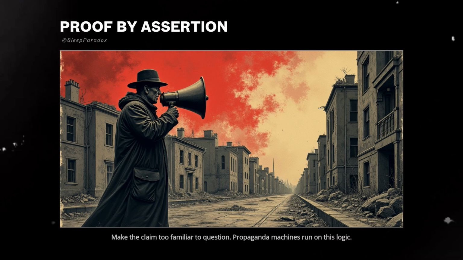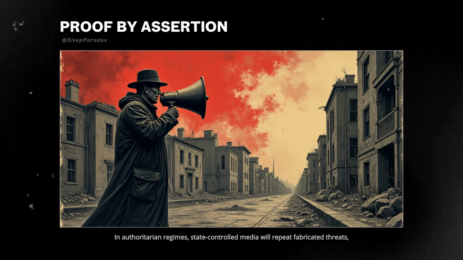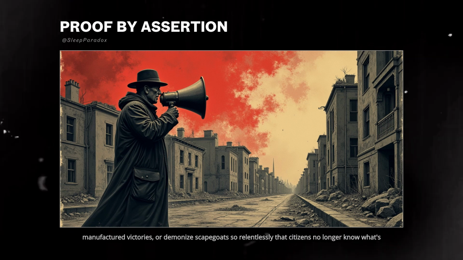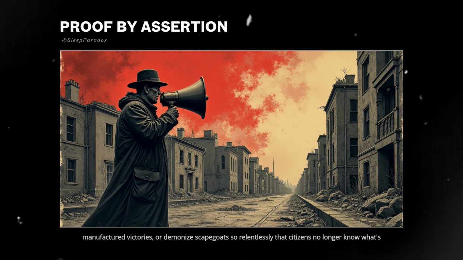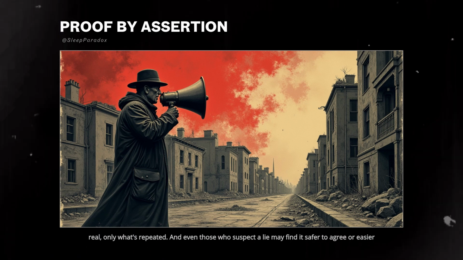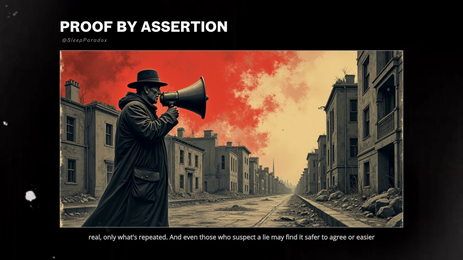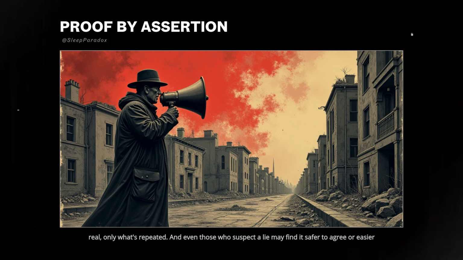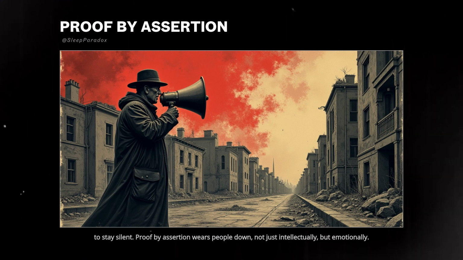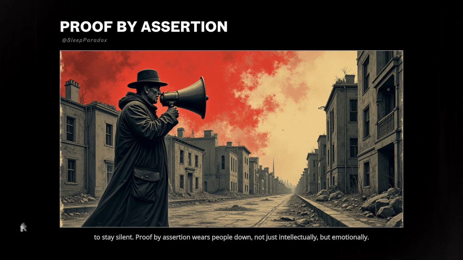Propaganda machines run on this logic. In authoritarian regimes, state-controlled media will repeat fabricated threats, manufactured victories, or demonize scapegoats so relentlessly that citizens no longer know what's real, only what's repeated. And even those who suspect a lie may find it safer to agree, or easier to stay silent. Proof by assertion wears people down, not just intellectually, but emotionally.